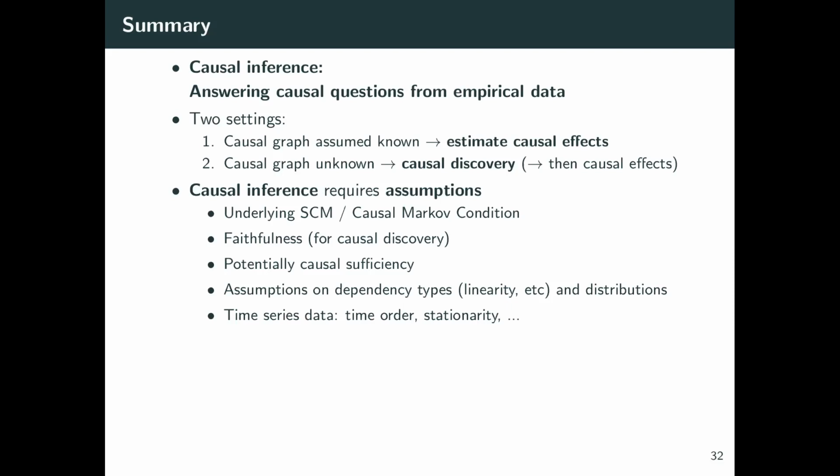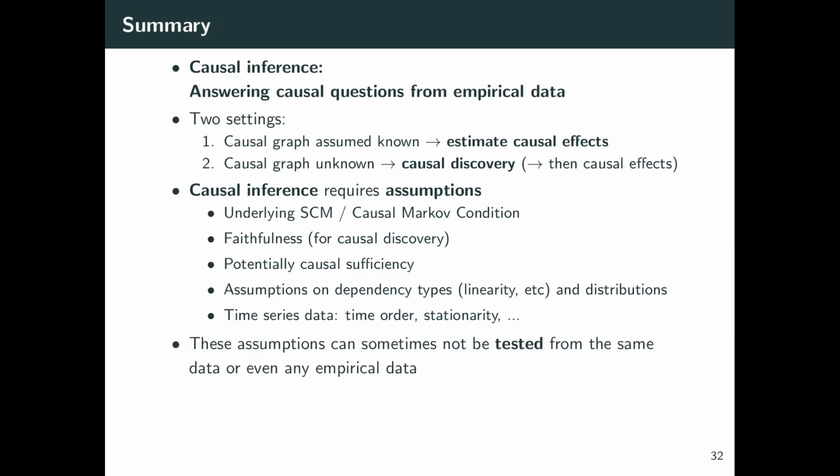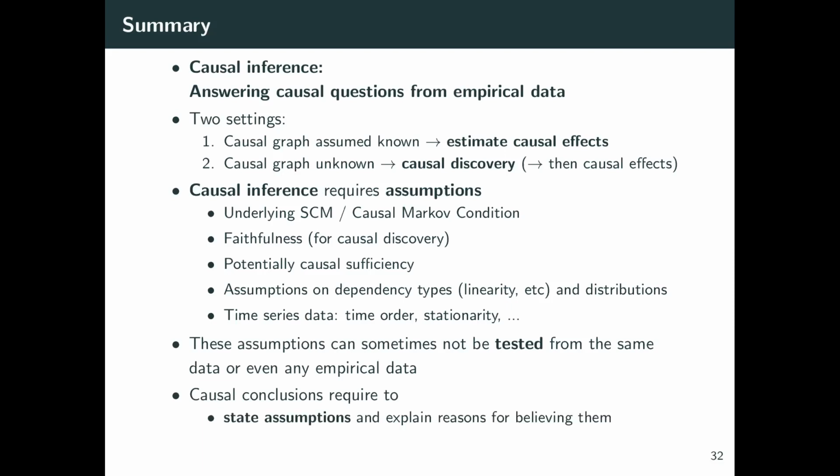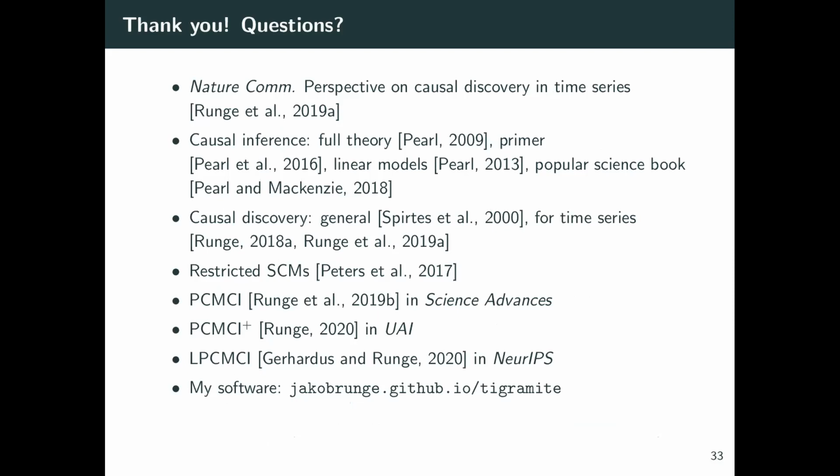Time series data gives us time order and potentially stationarity. If you want to assume that, it helps. And these assumptions can sometimes be tested and sometimes not be tested from the same data. Therefore, causal conclusions would require to state these assumptions and explain reasons for believing them, and then indicate, for example, also how conclusions are altered for different assumptions. Therefore, you would be very transparent about how you gained your causal conclusions from just a pure data analysis, by stating these assumptions and arguing for them. And with this, I would like to close and leave you with these references.